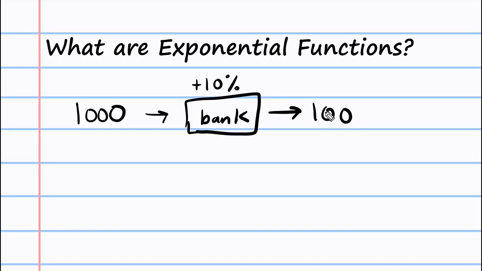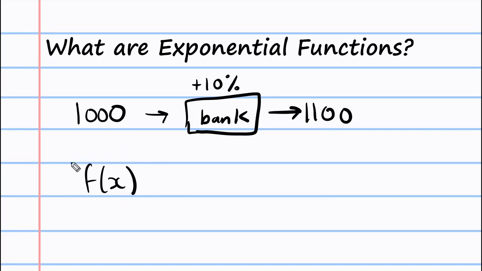That means at the end of the year, I would have $1,100. So I guess I could keep doing that again and again, but it would be so much easier if we could just come up with an equation. So how would I do this using exponential functions?